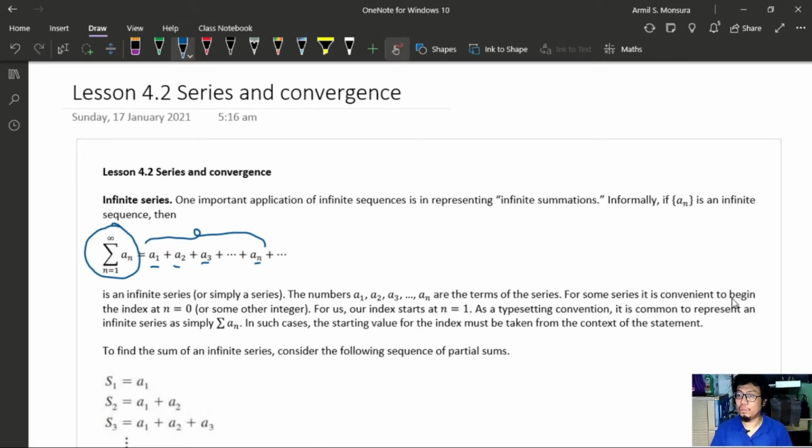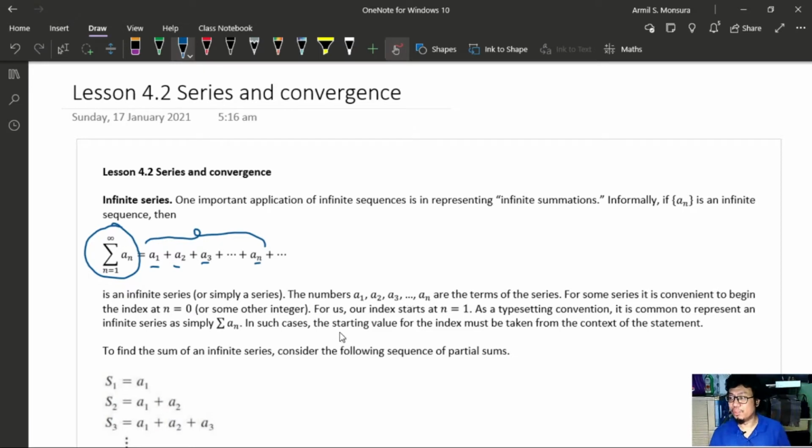For some series, it is convenient to begin the index at 0, or some other integer. For us, our index starts at 1, but we would like to reserve some flexibility here. Either we start our series at 0, at 1, or in a less common fashion, at an integer other than 0 or 1. You need to look carefully at where your sequence starts, because that greatly plays a role in how your sequence would actually behave.